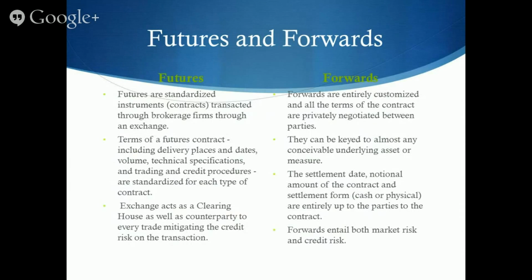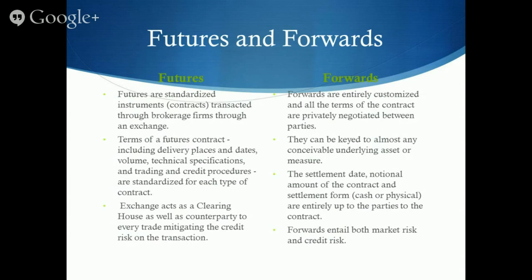So what is a future? A future is a standardized instrument which is traded on an exchange. Suppose there's a farmer and he anticipates that after 3 months the price might fall, so he wants to hedge his price risk. On the other hand, there is a miller who wants to buy wheat from the farmer, and he anticipates that the price might rise, so his cost will rise. So they both want to lock a price for a future delivery date.